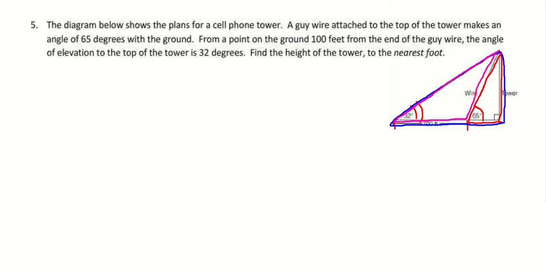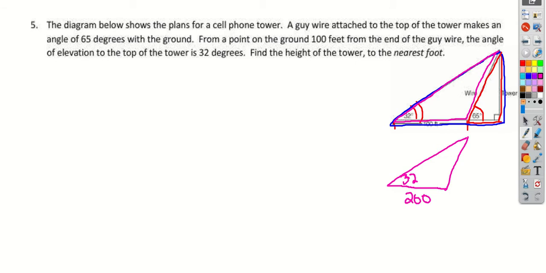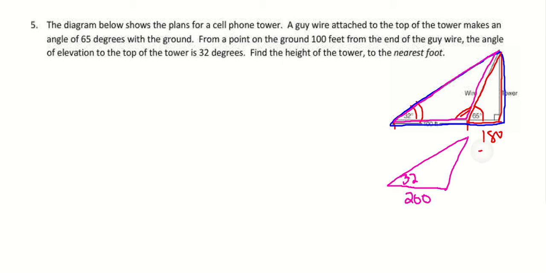Okay, and in this triangle, we know that this is 32 degrees. We know this is 200. This is not a right triangle, so I can't use SOHCAHTOA, can't use the Pythagorean theorem. I've got to use the law of sines or cosines. Now I have an angle and I have a side, but I do have an angle next door. So this angle is just the difference of 180 minus 65, so that's 115.